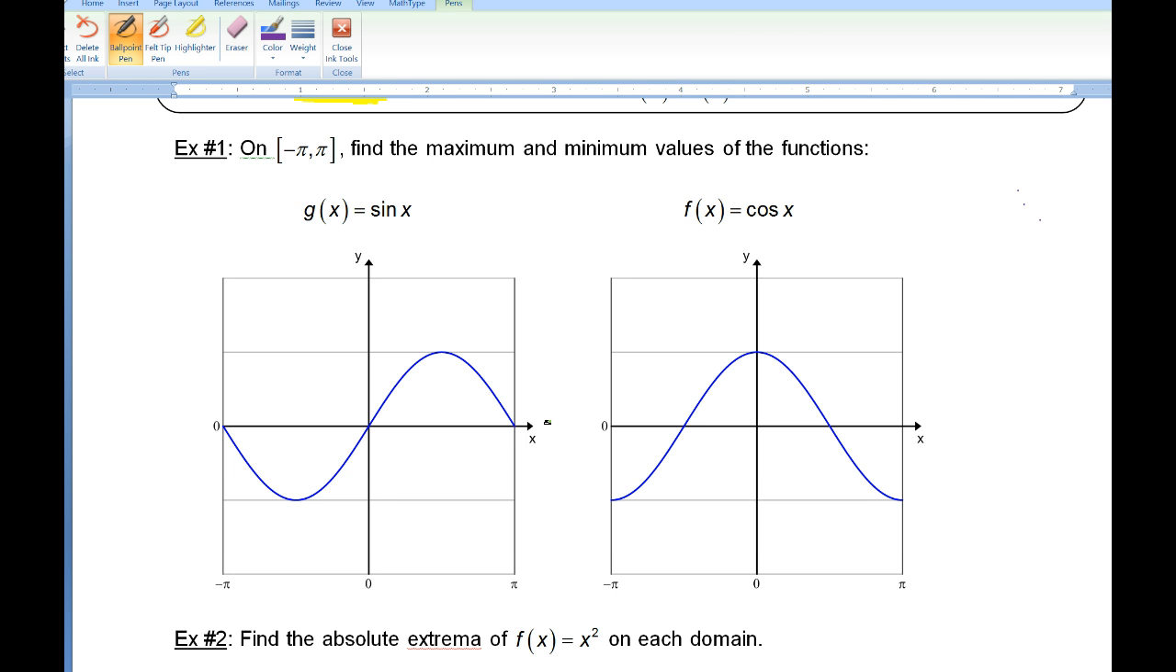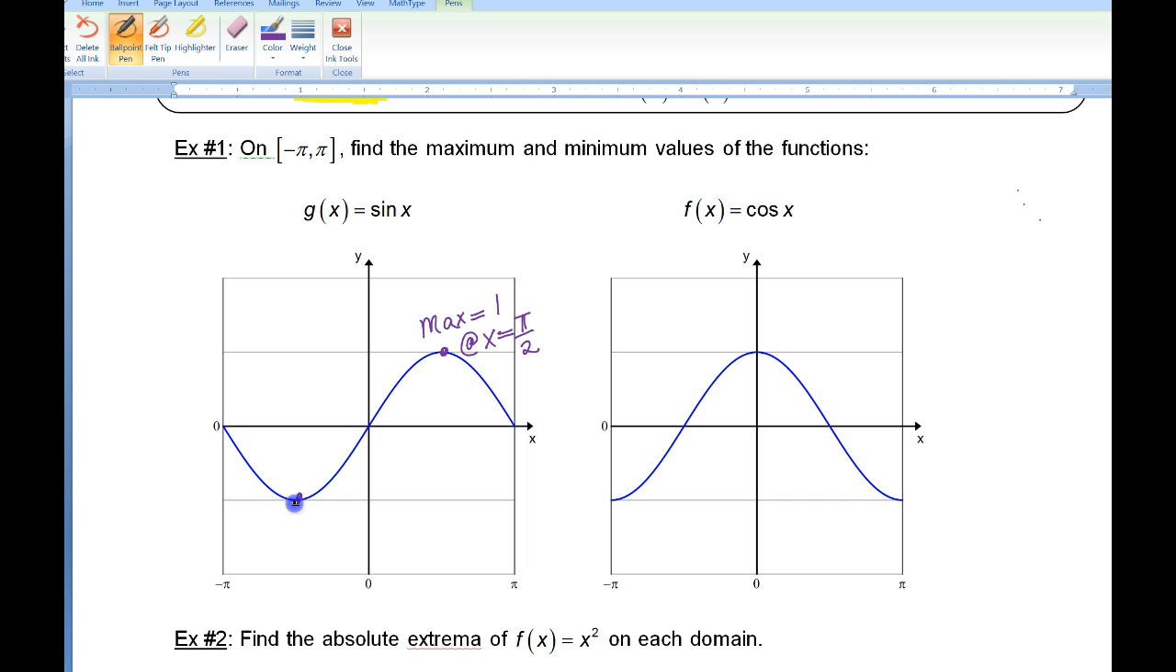So just right here, I just talked about sine and cosine. What is our absolute maximum and our absolute minimum value, and where does it occur? Our maximum is equal to 1 at x equals what? Where does it reach 1? Pi over 2.